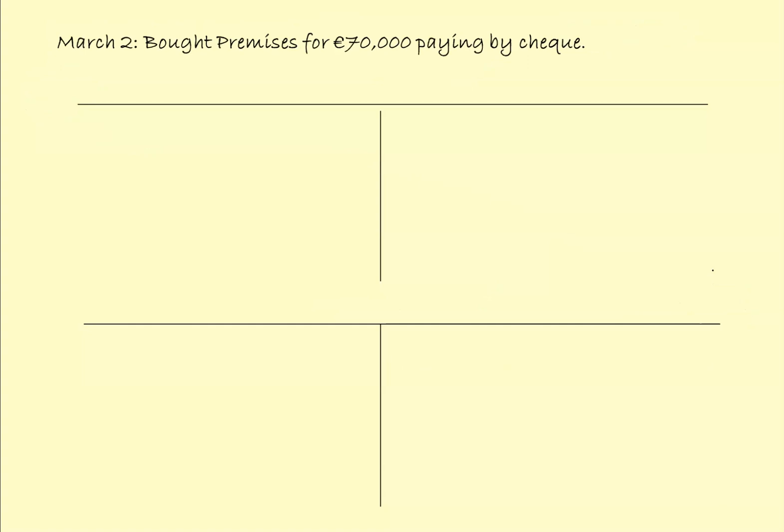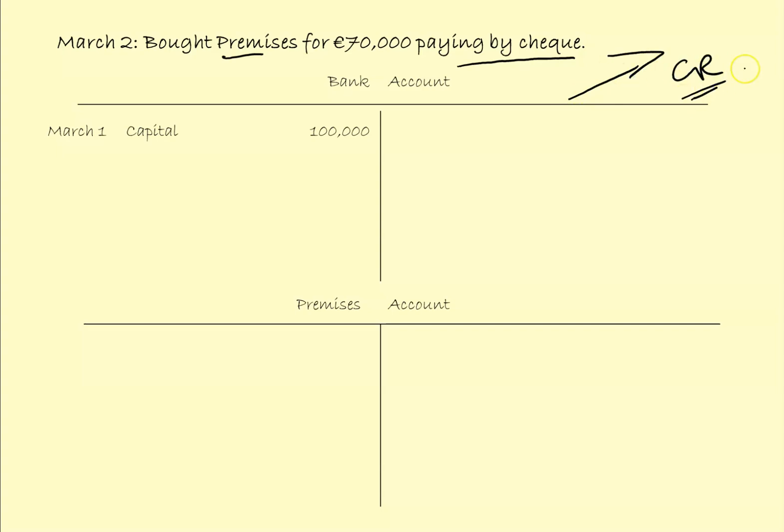Moving on to March the 2nd. Bought premises for 70,000, paying by check. Now, paying by check implies the money came out of the bank, so we need a bank account. And if you look at your bank account, you already have one transaction on it from the 1st of March. Buying premises, so we need a premises account. Now, when money goes into the bank, we debit the bank. So if money's coming out of the bank, we will credit the bank.